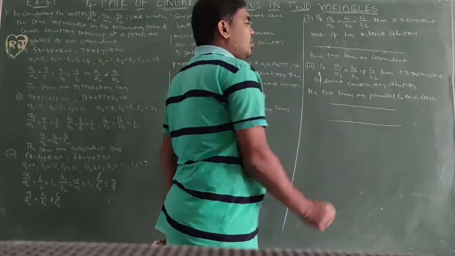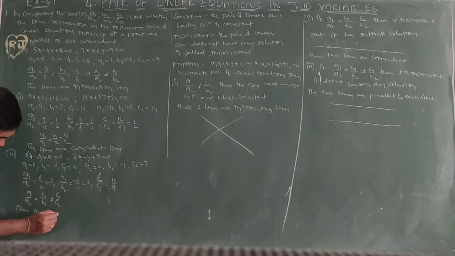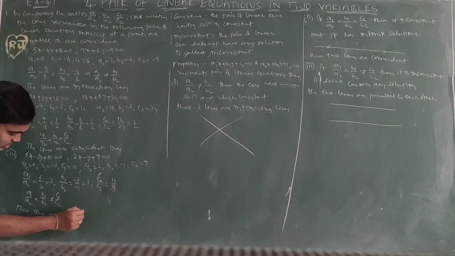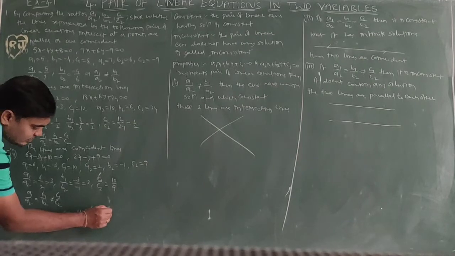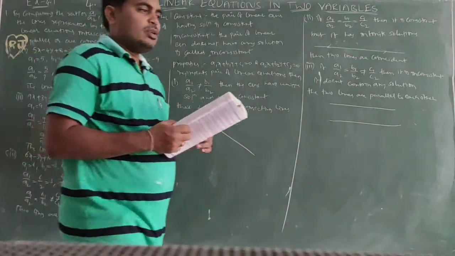Two lines are parallel to each other. So therefore, two lines are parallel to each other. So this is the solution. Okay, next week.